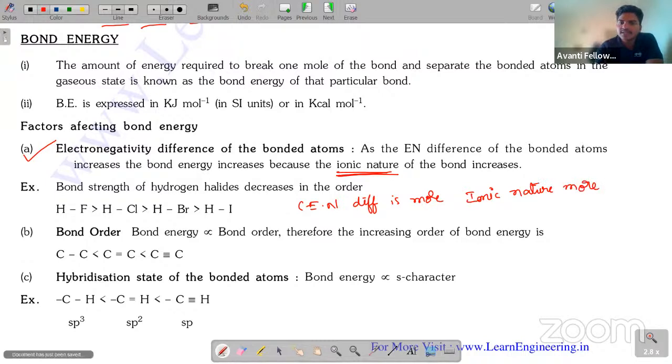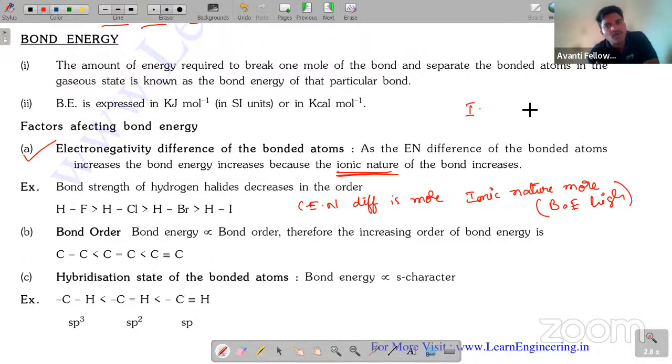Then simultaneously, what is going to happen? Bond energy is high, because the ionic interaction is an electrostatic force of attraction. So it requires higher energy to break the electrostatic force of attraction. You might have a doubt: sir, among ionic bond, covalent bond and van der Waals force of attraction, which has the strongest bond? Obviously, the ionic bond has more bond strength compared to the covalent bond and van der Waals bond.